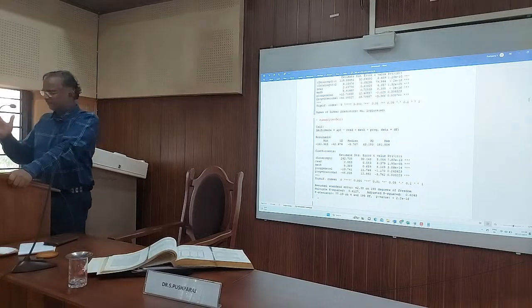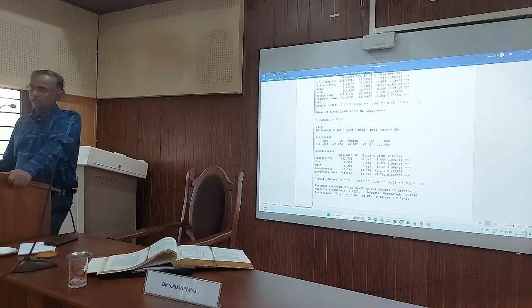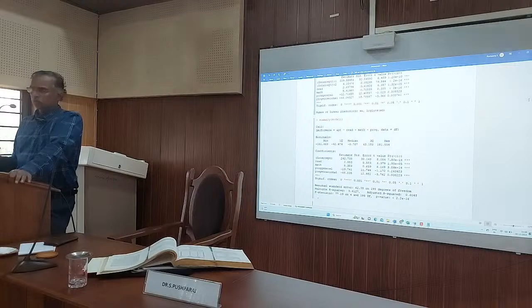Of course, character-wise, they can be compared. Dependent variable can be compared with endogenous variables, and independent variables can be compared with exogenous variables. But they are not the same, and equation to equation it will change. So exogenous variables are determined outside the model, endogenous variables are determined inside the model. That is the broad definition of exogenous and endogenous variables.